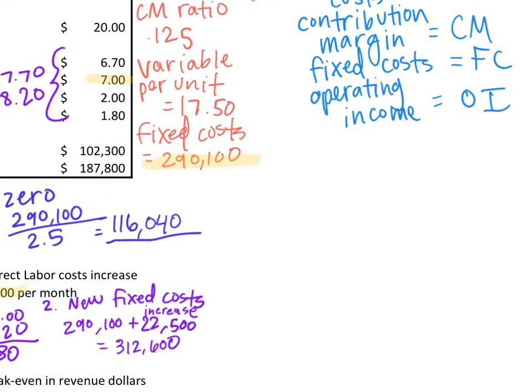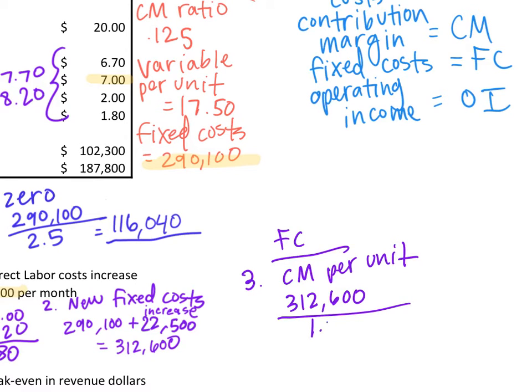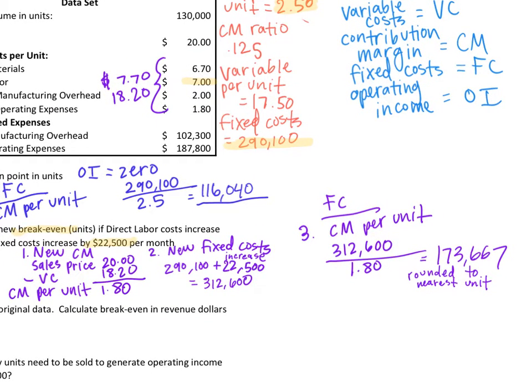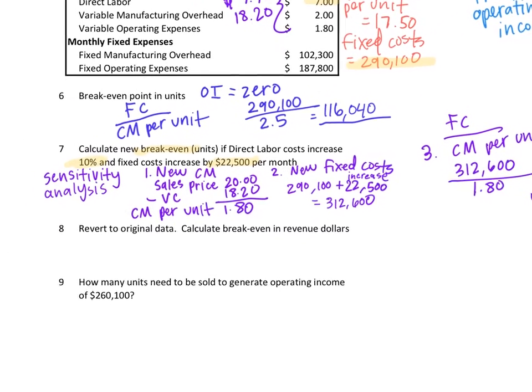All that we have to do now is use our new contribution margin per unit and our new fixed cost total and plug them into the formula for break-even units, which is fixed cost divided by contribution margin per unit. We plug in our new values and we calculate a break-even rounded to the nearest unit of 173,667 units. Here we can see that if our fixed costs increase and our direct labor increases, our break-even point will increase, which makes sense because now we have to sell more units to cover our increased costs. Now we can move to the next item.